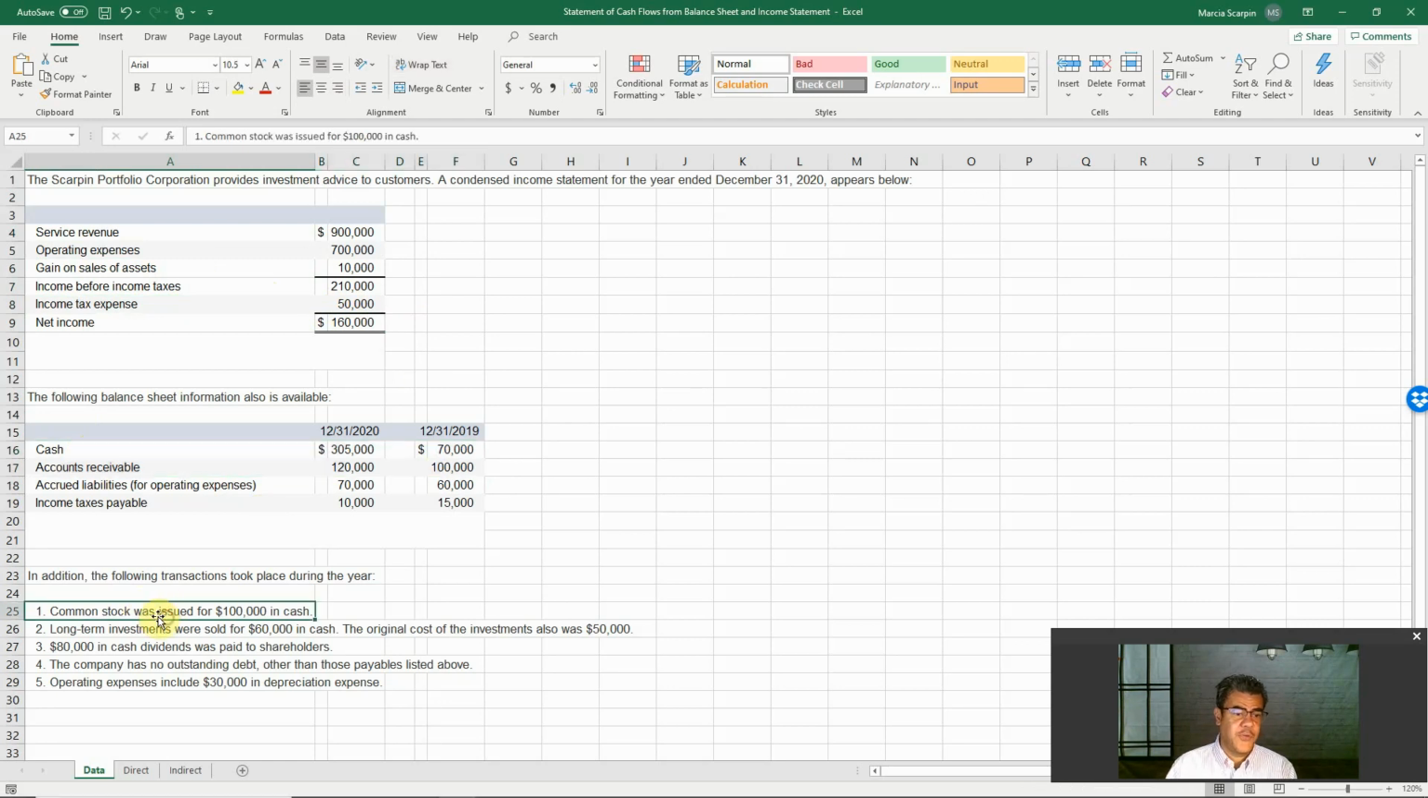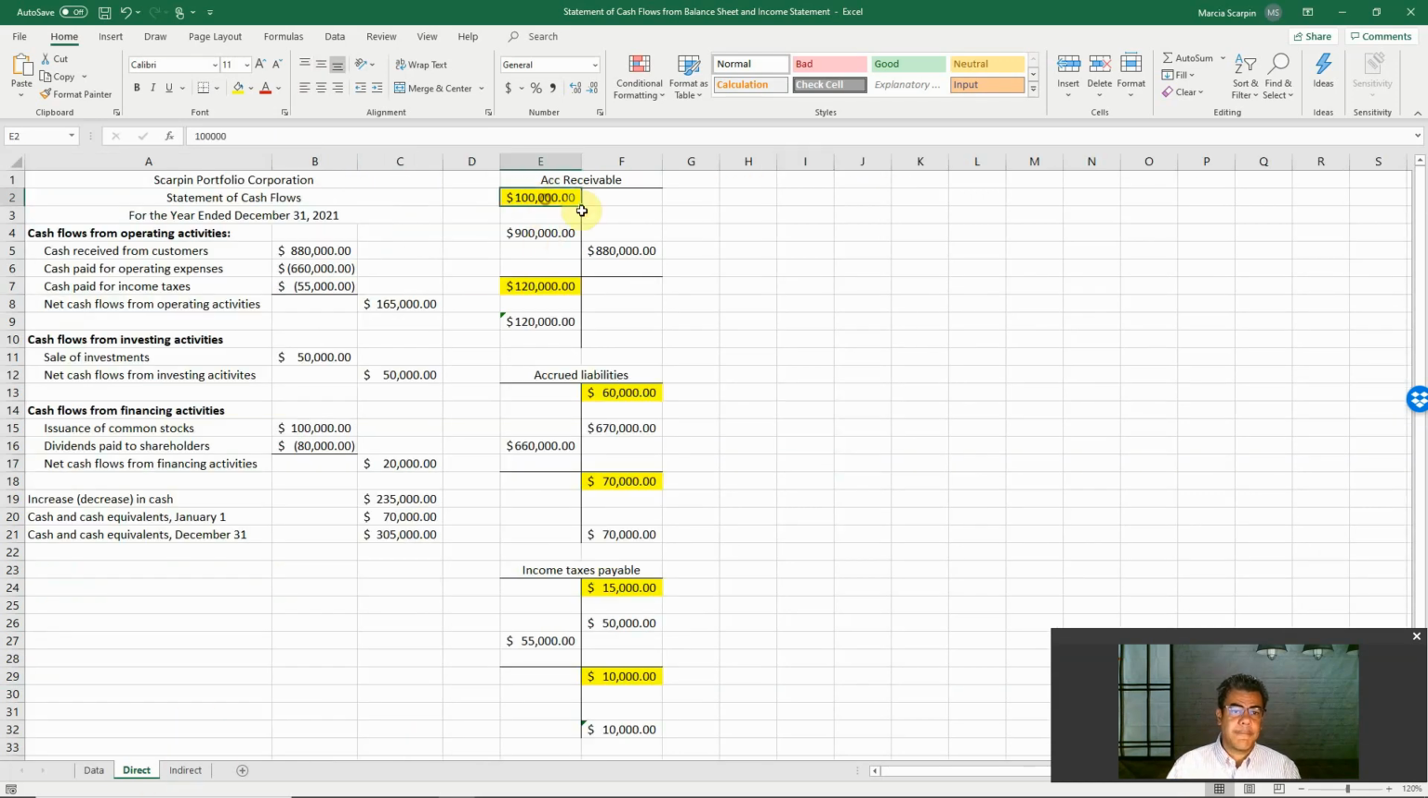And here's some info. Common stock, we will not be working with now. Long-term investments, not working with now. Cash dividends paid, not working with now. The company has no outstanding debt other than those payable. So we have no hidden info here. And in operating expenses, there is 30,000 in depreciation expense. Remember, guys, we never pay depreciation expense, so this is a non-cash expense.